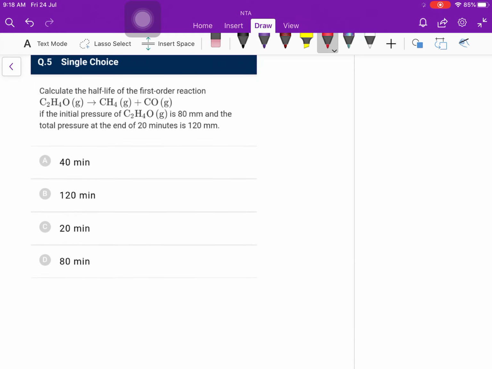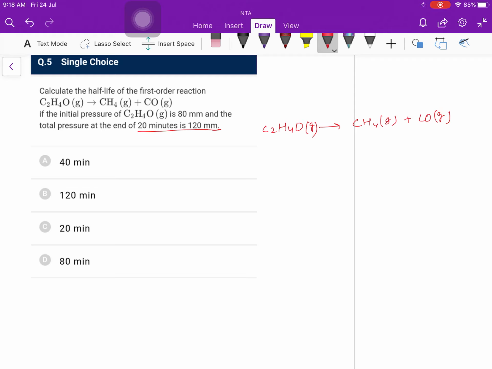Calculate the half-life of the first order reaction, if the initial pressure is 80 mm and the total pressure at the end of 20 minutes is 120 mm. So we have been given the reaction C2H4O to CH4 gas, all are in gas phase. First of all, we need to see whether the reaction is balanced or not. So the reaction seems to be balanced.